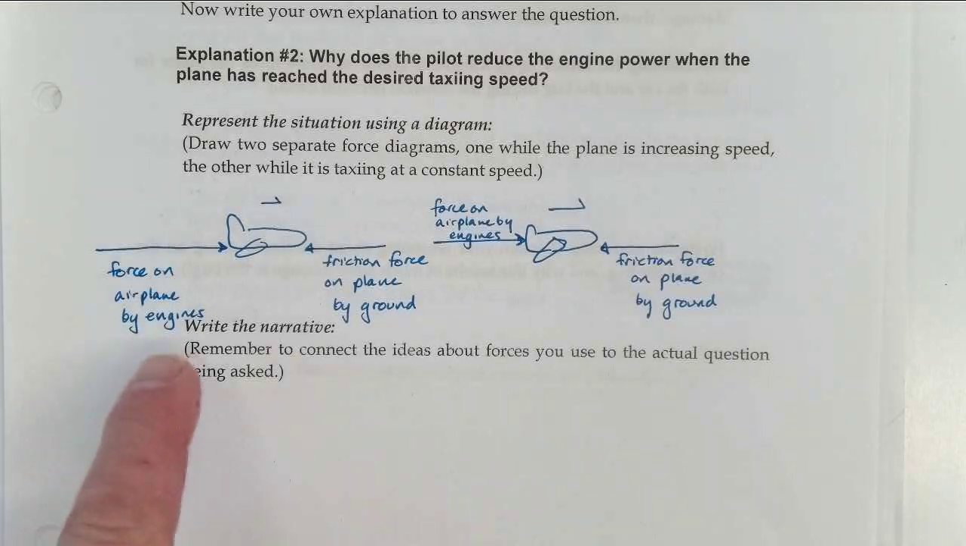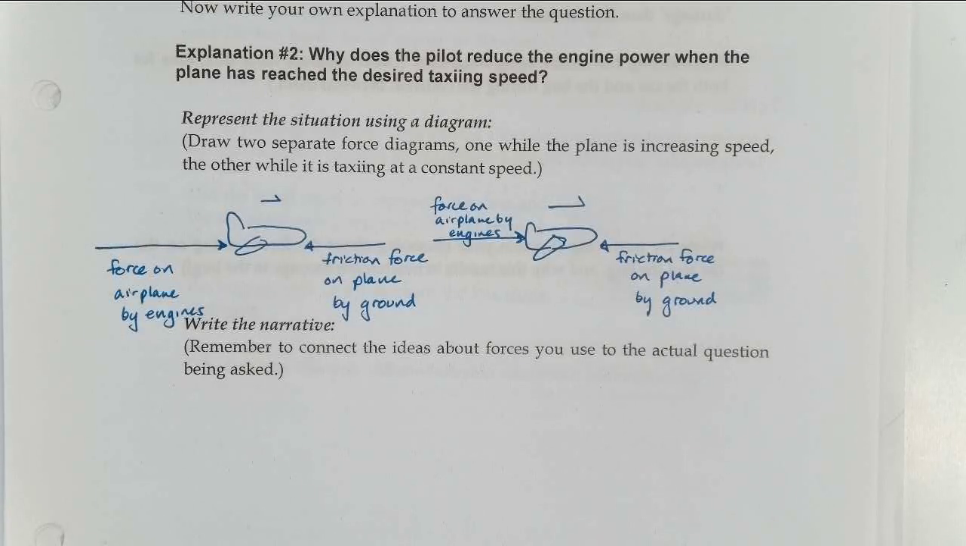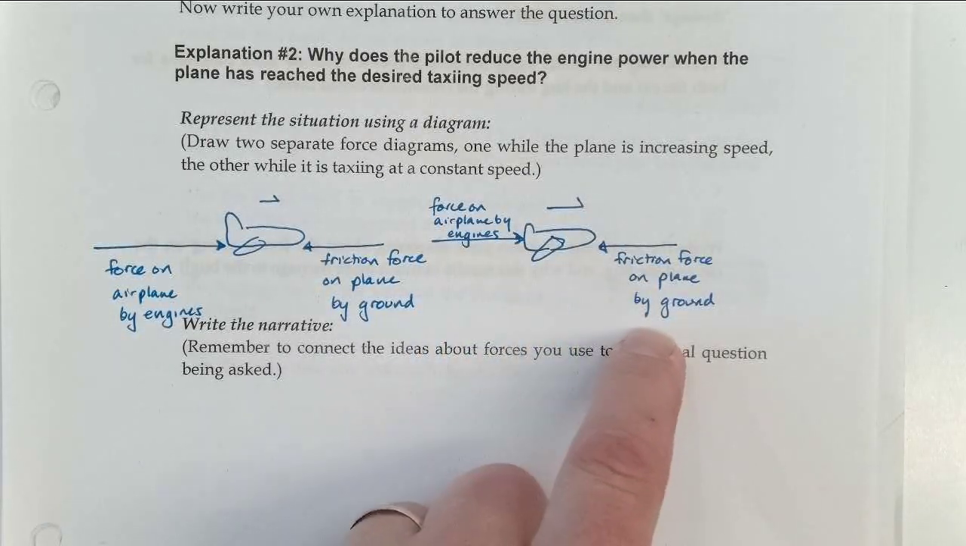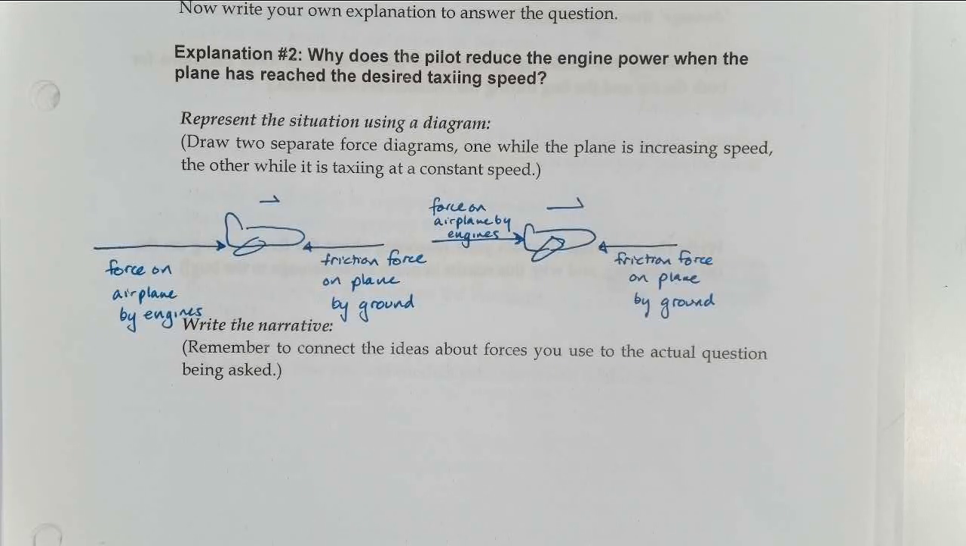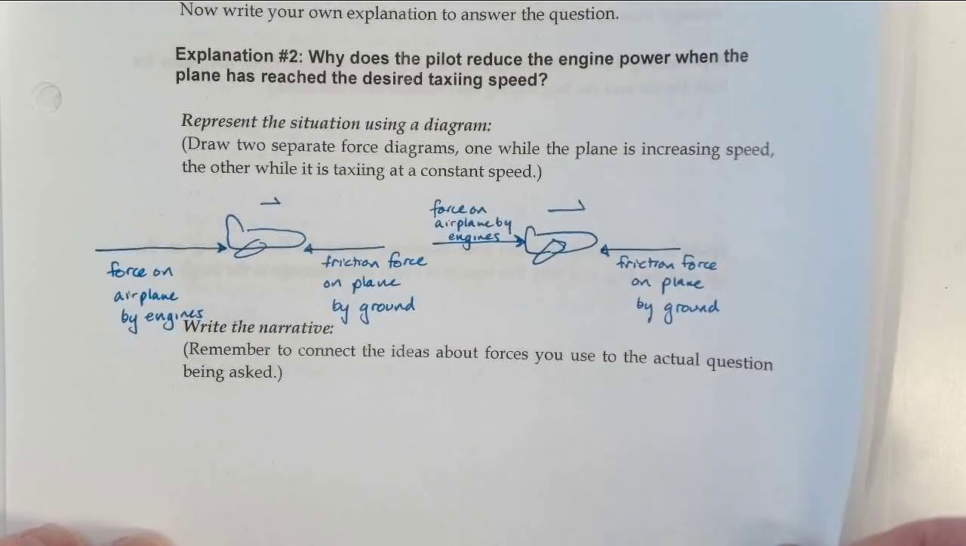Therefore, the force on the airplane by the engines must be larger than the friction force on the plane by the ground. However, to taxi at a constant speed, I need balanced forces on the airplane, which means that the force on the airplane by the engine just needs to match the size of the friction force on the plane by the ground so that the net force is 0 and the speed doesn't change. You can say it in many different ways, but almost all of these are drawing the diagram and then turning the diagram into some words in paragraph form.